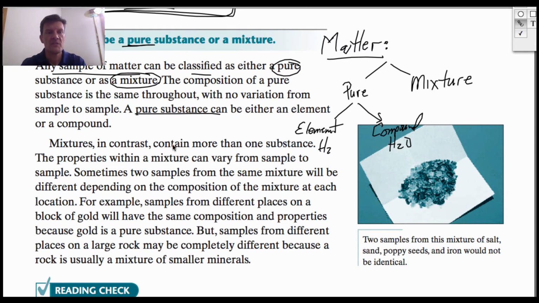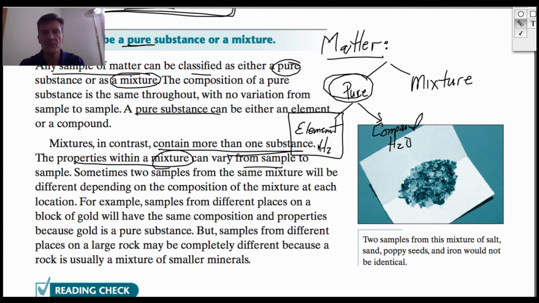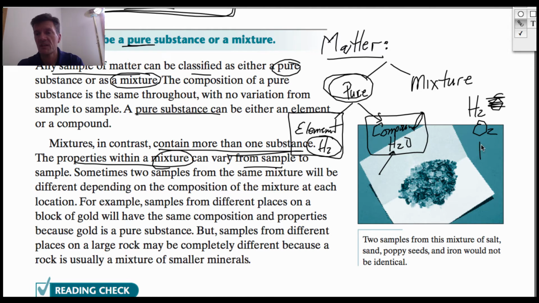Okay? Mixtures contain more than one substance, and the properties within a mixture can vary from sample to sample. So for example, in a pure substance, over here, hydrogen is pure. If you have pure hydrogen, its properties are set. You will know that it always is going to behave as hydrogen. Water, if you have pure water, it's always going to behave as water. But if you had a mix of gases over here, like if you had hydrogen and oxygen, and you had some helium, and you had other gases, okay, depending on how much you have of each of these, that mixture of gases might behave a little bit differently.